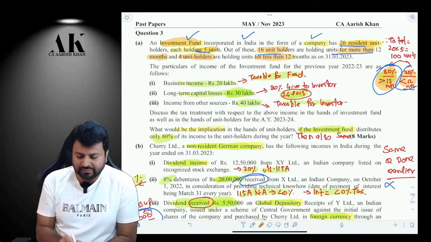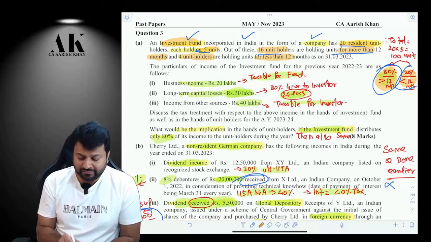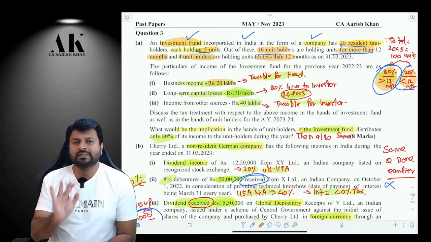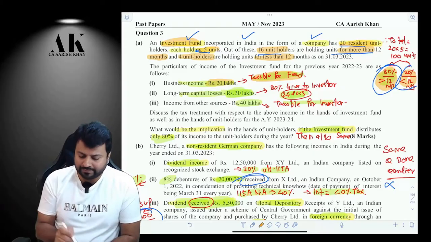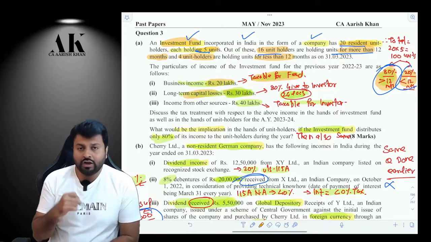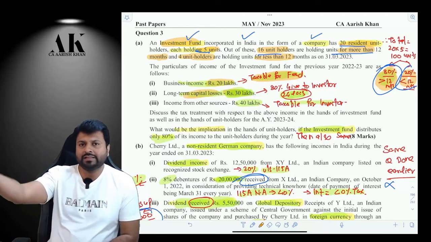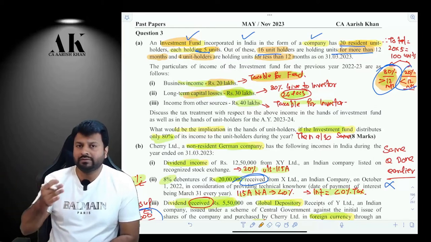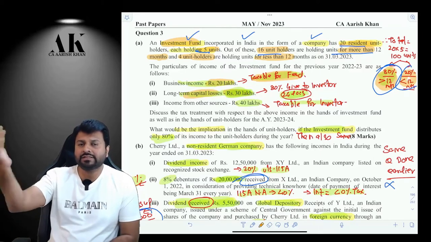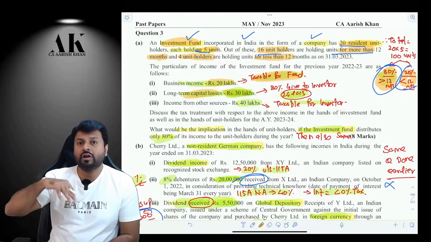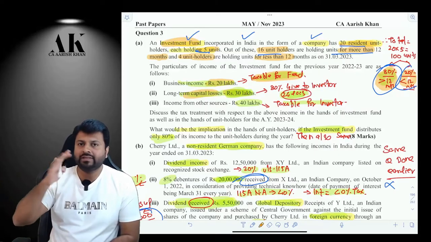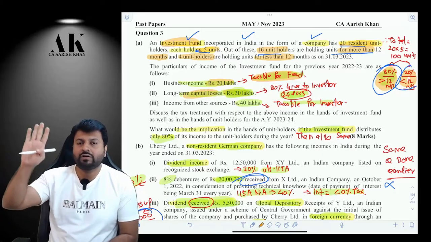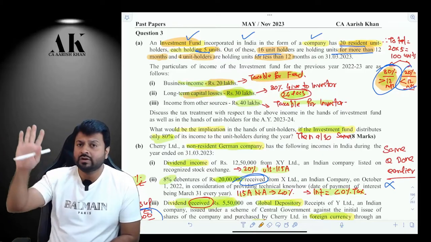Now, the first income earned by the investment fund is business income. Always remember, business income tax will be payable by the fund only. In the hands of the investor, it is exempt. Second, long-term capital gains: tax is payable by the investor, and it is exempt in the hands of the fund. What about long-term capital loss? Long-term capital loss, you can attribute to the investor to the extent the investors are holding units for more than 12 months. Now how many investors are holding units for more than 12 months? Only 80%.